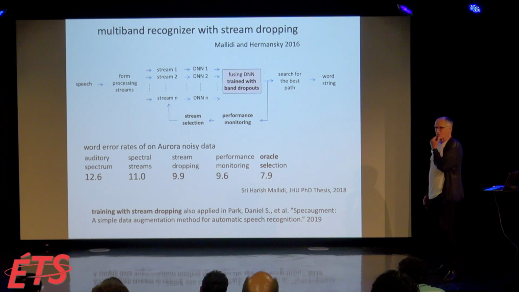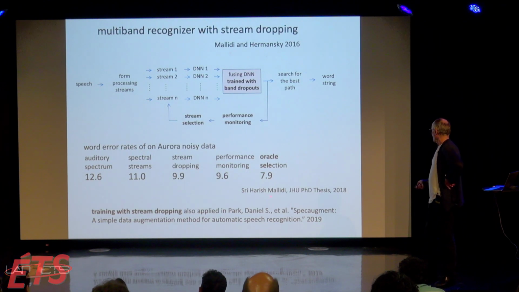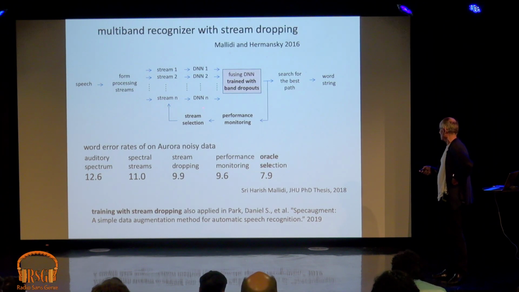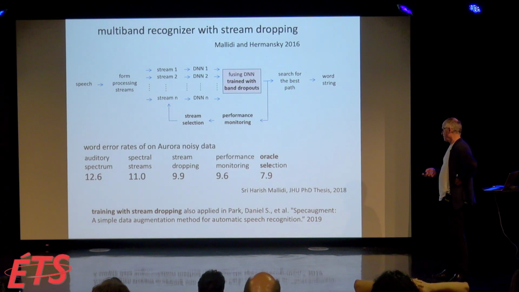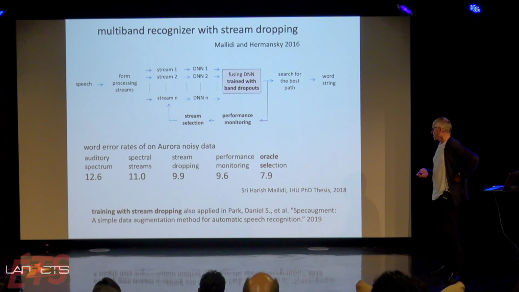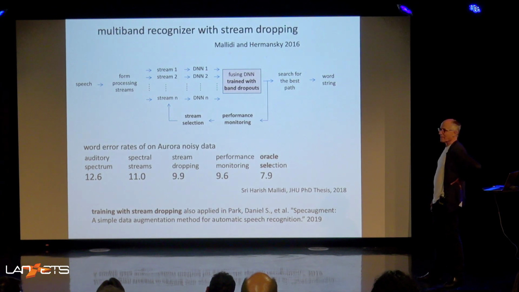Here is one system, just to give at least some numbers in this talk, because I know I didn't give many, which just came out in a PhD thesis at Hopkins, by Harish Malidi. So he had this system here. He formed different frequency streams, I think he used 7 streams. And then he trained the fusion by a technique which is now becoming quite popular, which is to drop out different frequency bands. I know that a paper just came out from Google, so finally the community is paying some attention to this technique. Harish was doing it even earlier, so give him credit. He deserves some credit for that.